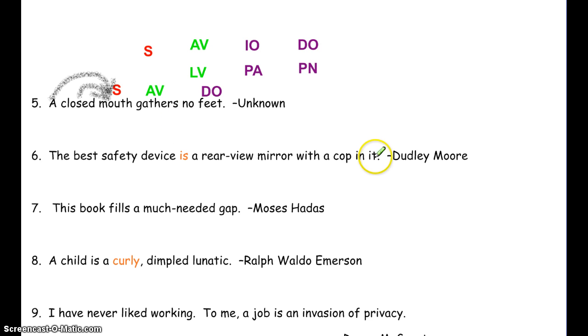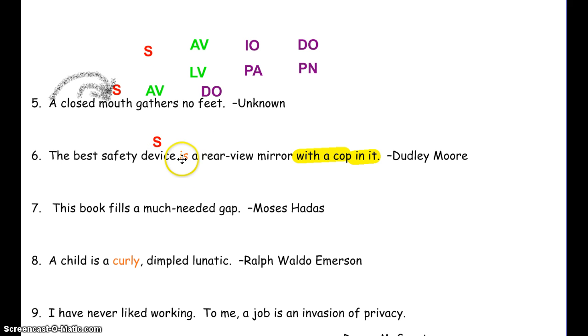The prepositional phrase, I see "in it" and "with a cup." Now I go to look for my subject. What's the sentence about? A lot of words up here, so I have to really think about what word tells me the subject of the sentence. I know safety isn't a noun. There's no such thing as a safety, but there is a device. So my subject is device.